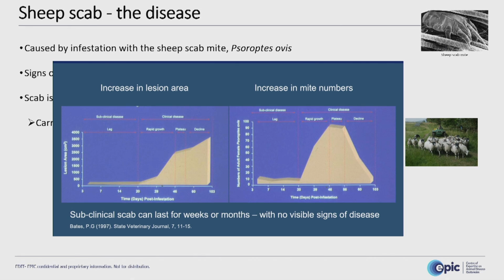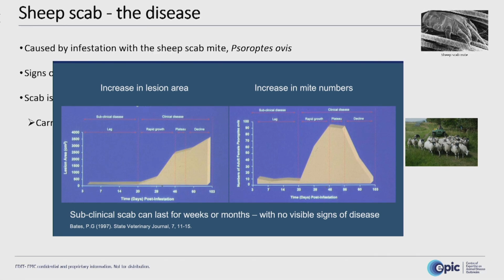And mite numbers are on the graph on the right. And these were infested with about 10 mites. And by 3 weeks, you still have 10 mites. But then you get this exponential growth in lesion development and mite numbers. And it's the period leading up to that that is a subclinical phase. There's no obvious signs of infestation. And in an experimental model, that's just 3 weeks.